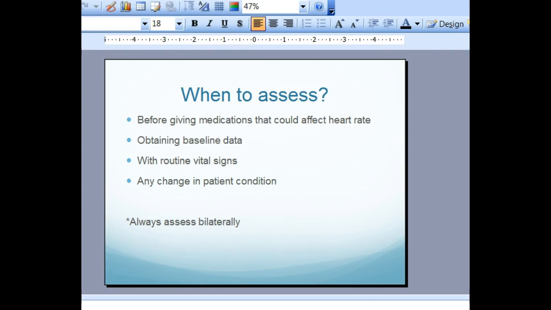Before giving medications that could affect the heart rate, obtaining a baseline, with routine vital signs, any change in the patient's condition. So when you walk in, you're going to get your baseline, do your assessment, and that assessment includes your vital signs. If you see a change in your patient's condition, you're going to reassess your patient and include your vital signs with your assessment. We need to take vital signs prior to giving certain medications, i.e. blood pressure medications, and especially heart medications as well.